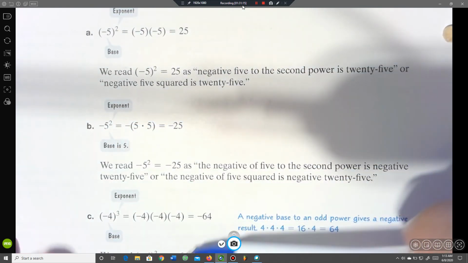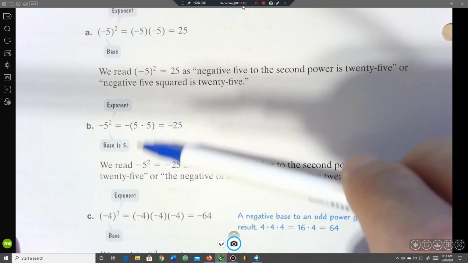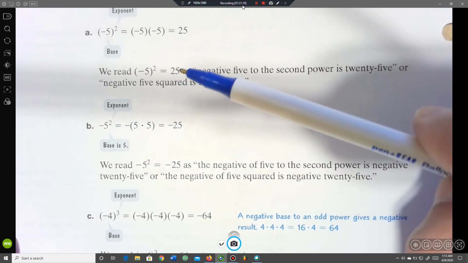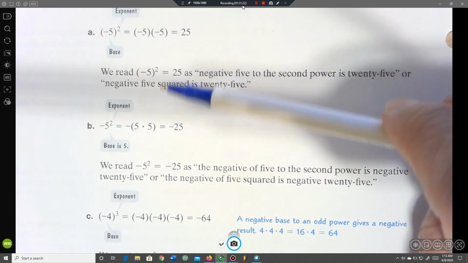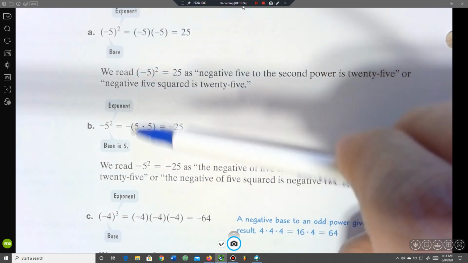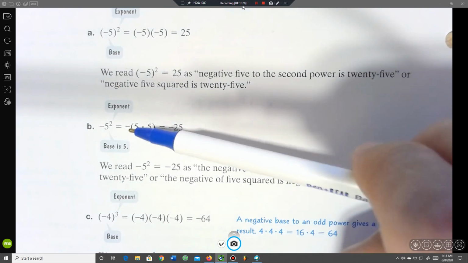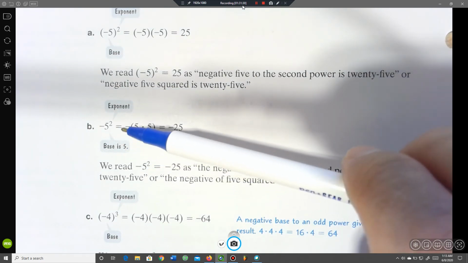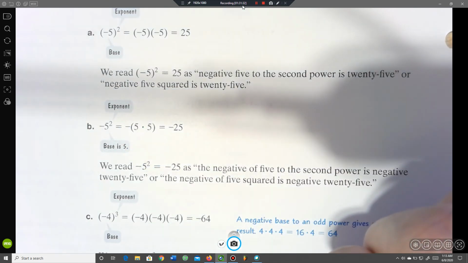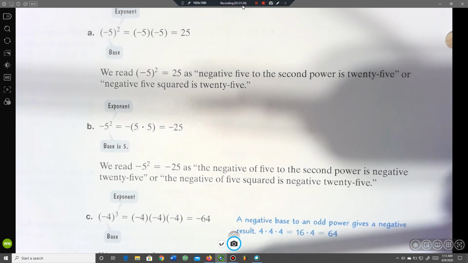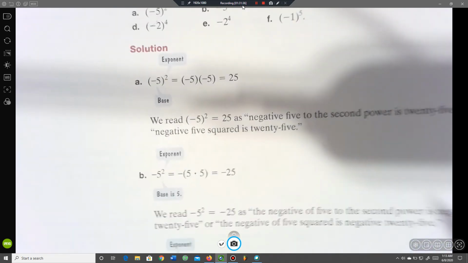Let's see here. Yeah, that's it. That's pretty much it. I already explained this difference in these two, so no need to explain it again. And that's it for that lesson, I think.